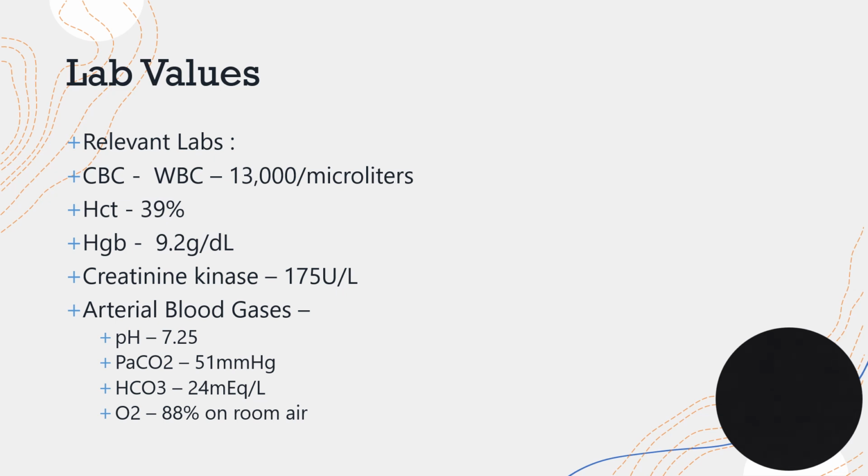Also, they did some arterial blood gases. pH was low, so he's acidic. His PaCO2 is elevated. His bicarb is normal, but his oxygen is 88% on room air. So it looks like he has some acidosis going on, some respiratory acidosis.